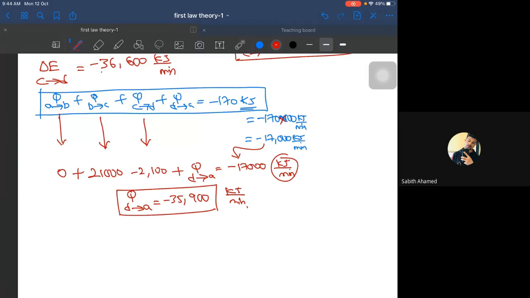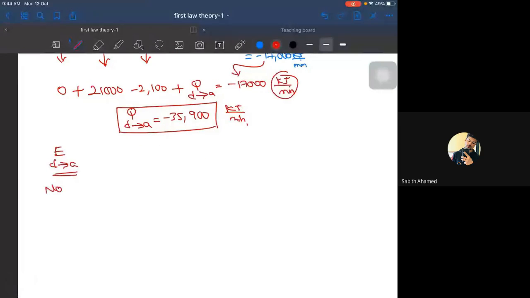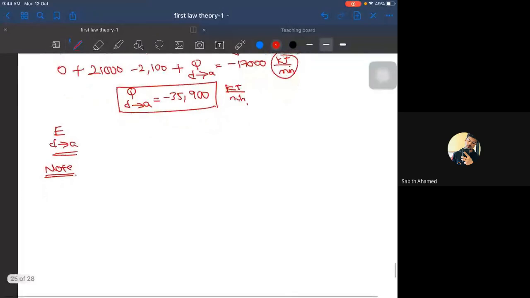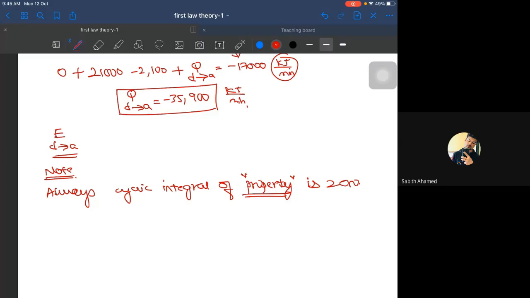Okay. Now, in order to calculate the value of E from D to A, I have a very important statement. Note this: always, the cyclic integral of a property is zero.